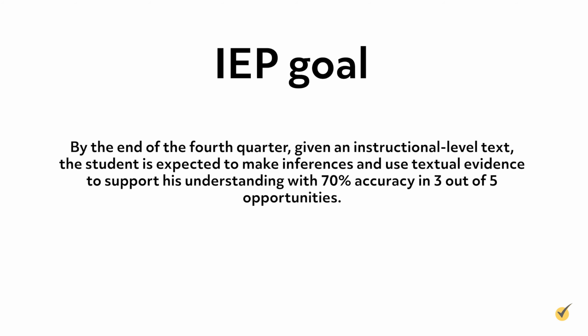Here's an example of an IEP goal. By the end of the fourth quarter, given an instructional level text, the student is expected to make inferences and use textual evidence to support his understanding with 70% accuracy in 3 out of 5 opportunities. Notice how there's a specific goal, make inferences and use textual evidence. It is clear how these will be assessed, with 70% accuracy 3 out of 5 times. And it cites when this goal should be accomplished, the end of the fourth quarter.